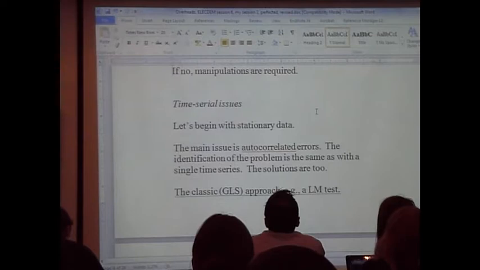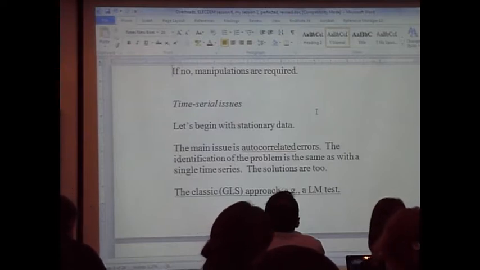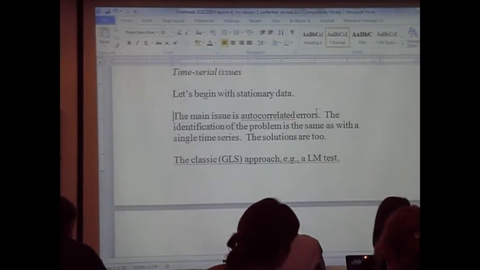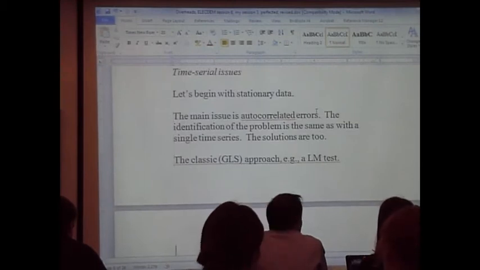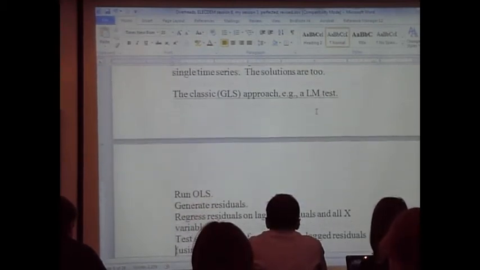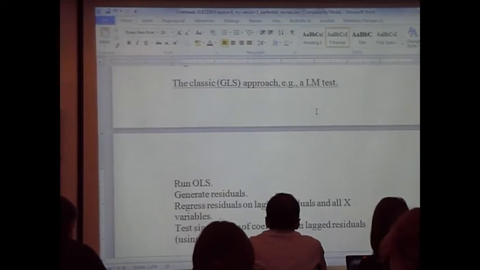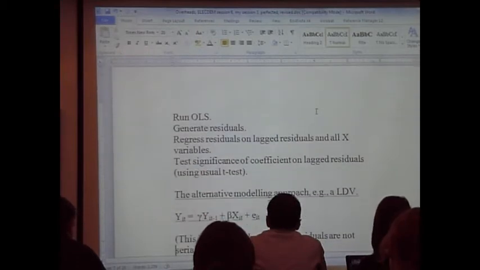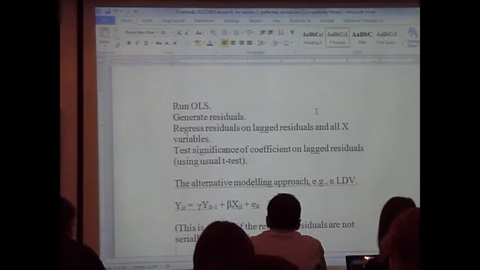Beginning with stationary data, the main issue we have is autocorrelated errors. Time series issues. Identification of the problem is the same. The solutions are too. Here's the classic GLS approach. You run OLS, you take the residuals, you regress the residuals on the lag residuals and all X, and you test the significance on the lag residuals.